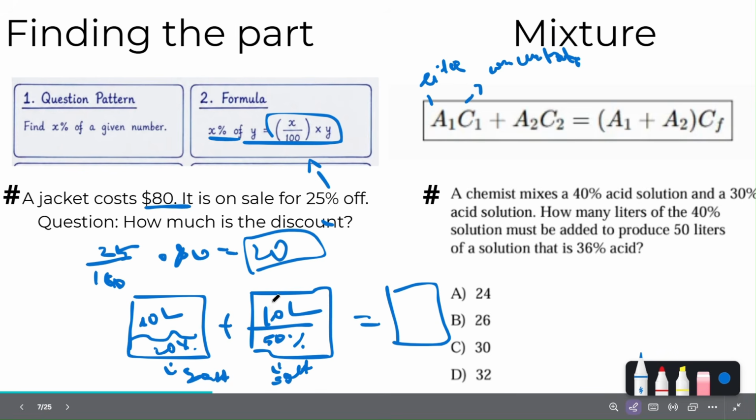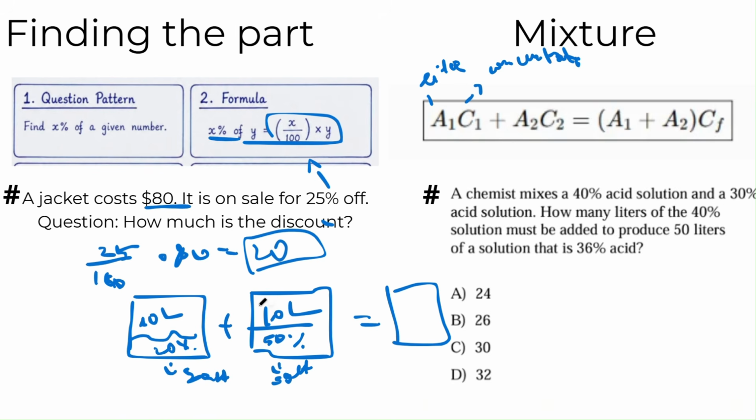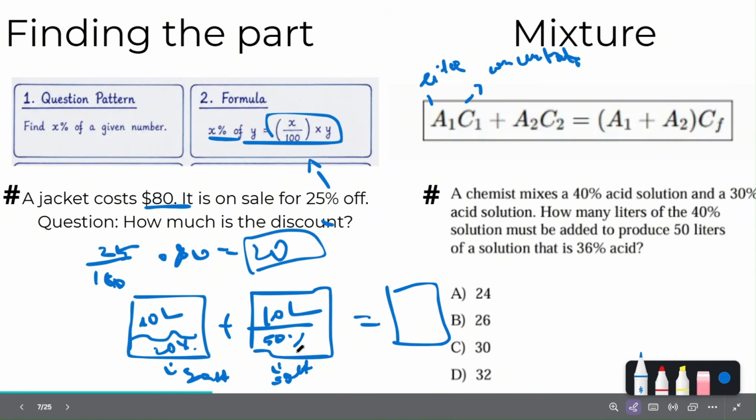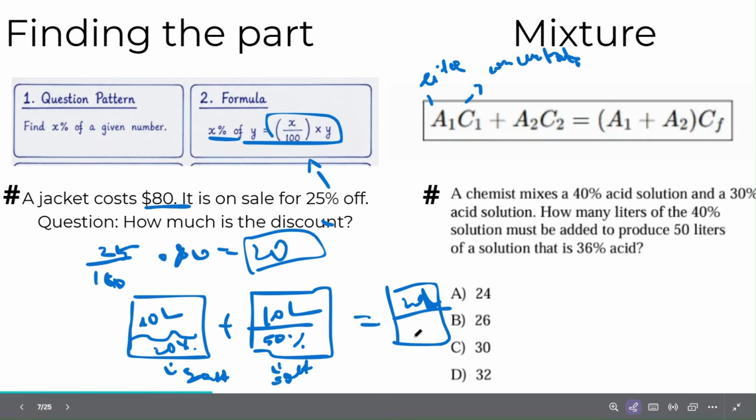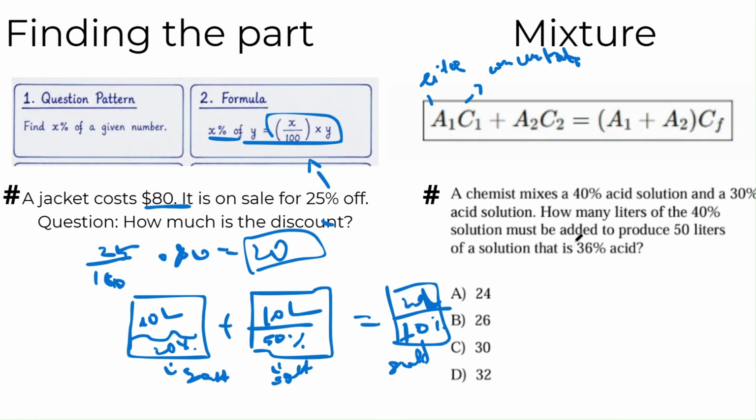Now, if we add them up, we have to add both liters and concentration as well. It is 20% of 10 liters plus 50% of 10 liters. If we add them up, we'll get 20 liters and 70% of them are salt. This is the basic principle of it. Now, in problems, they may be a little trickier than that, so let's read an example for illustration.